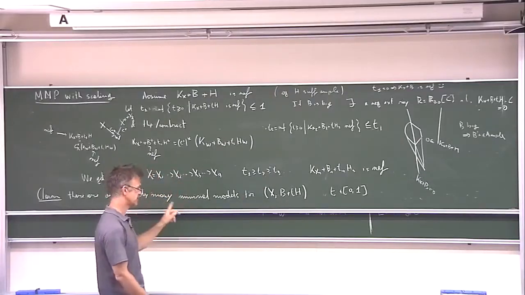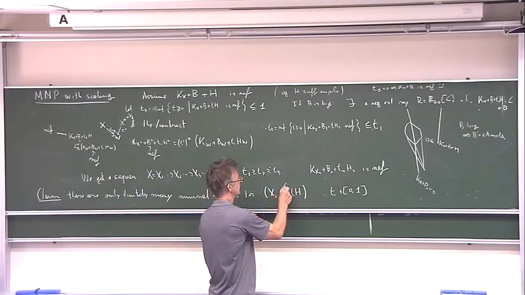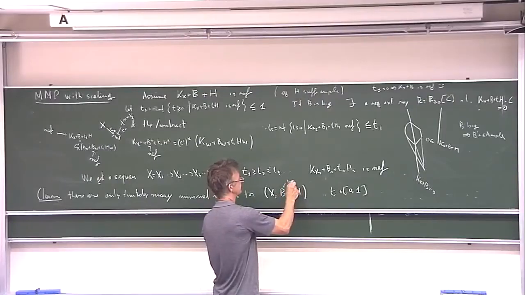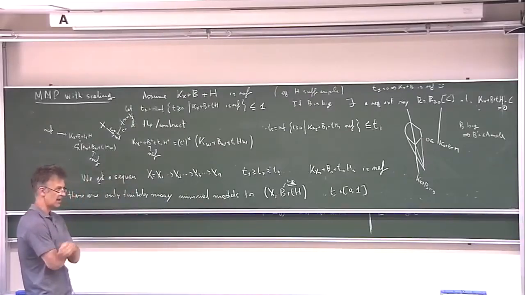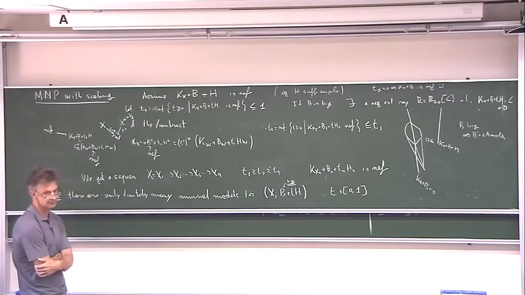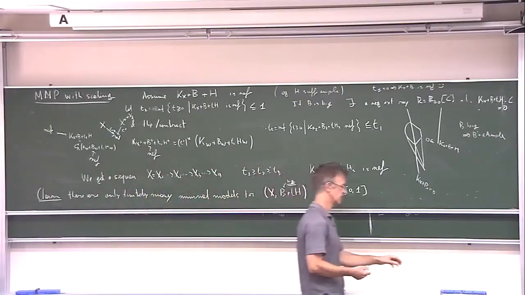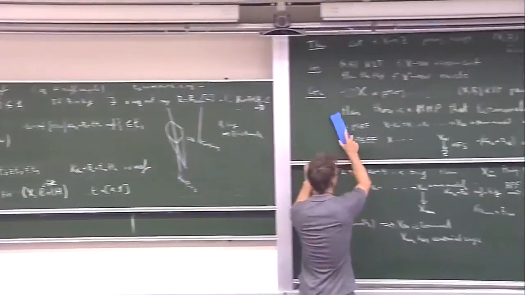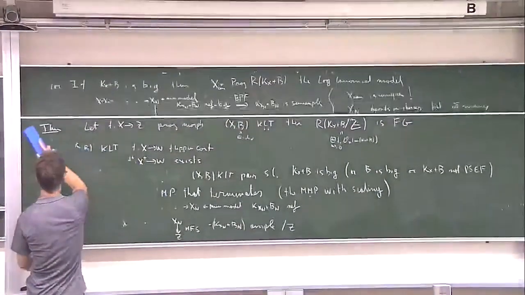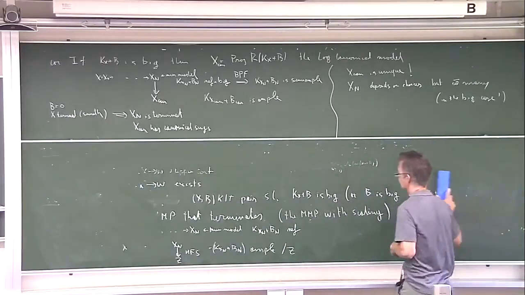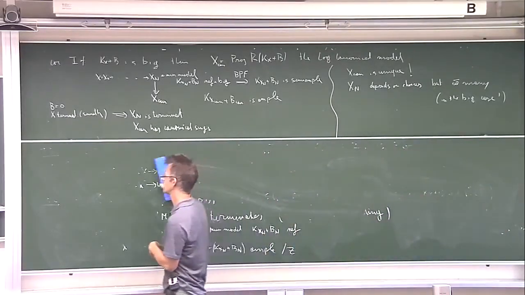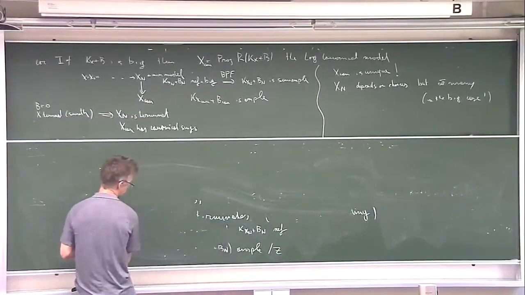Now, proving something like this relies very heavily on assuming that b is big. So assume that b is big, then I ask you to believe that there should be only finitely many minimal models for x, b plus th, where t is in that interval. So why does that do it? You know, there are a few technical issues to worry about, but the intuition now is very clear.